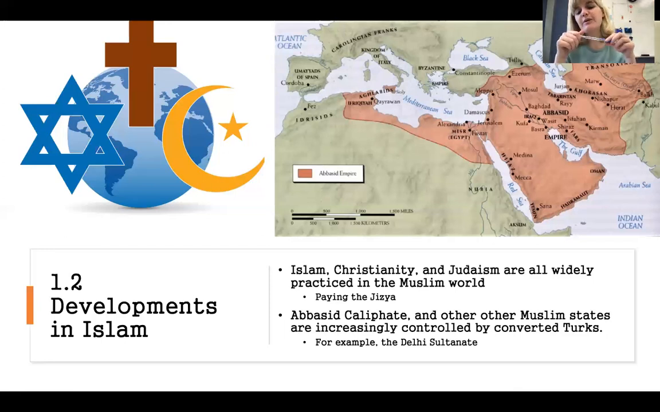And towards the end of period 1, the Abbasid Caliphate is starting to decline. And by the end of period 1, they will be controlled by a group of Turks who have recently converted to Islam. And one of these groups of converted Turks is called the Delhi Sultanate. The Delhi Sultanate is in modern day India.